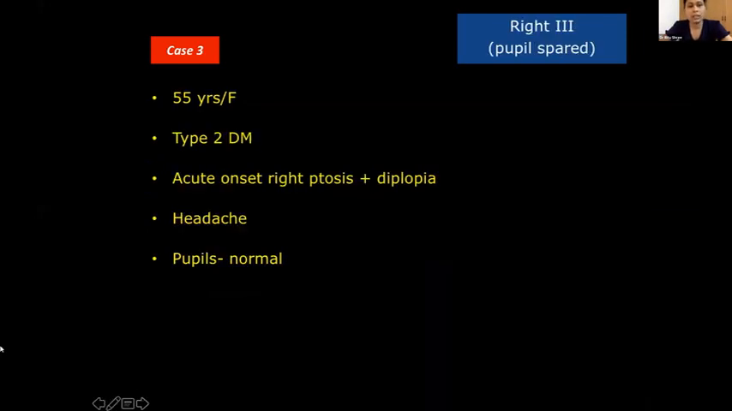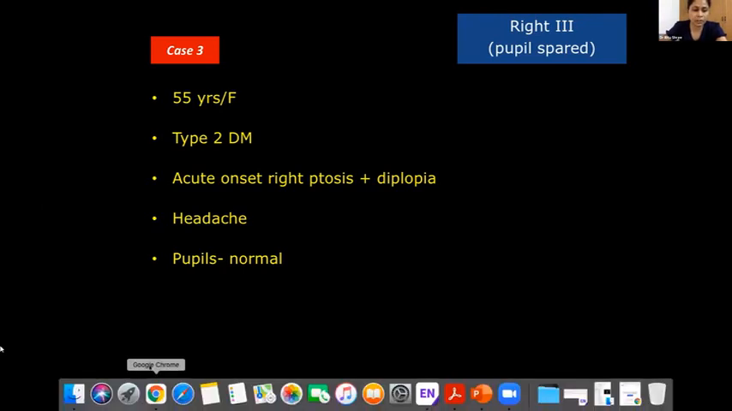The third case is a 55-year-old lady, a middle-aged female with history of type 2 diabetes mellitus, who presented with acute onset right-sided third cranial nerve involvement with preceding headache. And the pupils were normal in this patient.